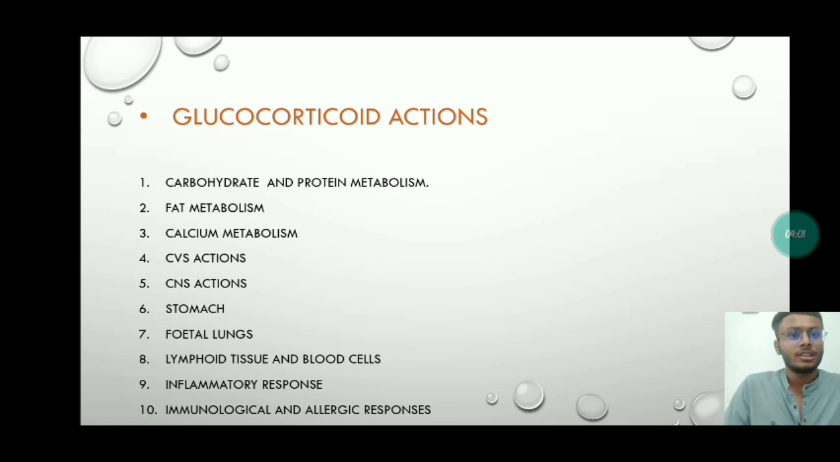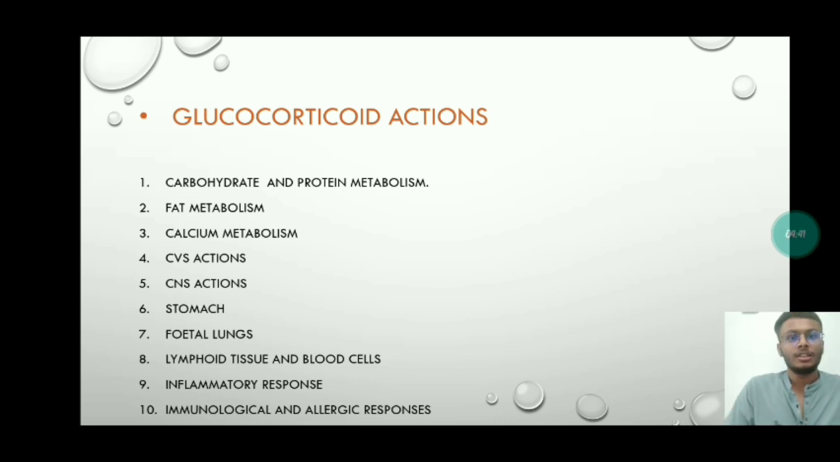CVS action. Glucocorticoid restricts the capillary permeability, maintains the tone of the arteriole, and also increases myocardial contractility. CNS action. Glucocorticoid has a slight euphoric action on our CNS. Stomach. Glucocorticoid stimulates the synthesis of pepsin and HCl secretion in our stomach. Fetal lungs. Glucocorticoids cause the structural and functional maturation of our fetal lungs.